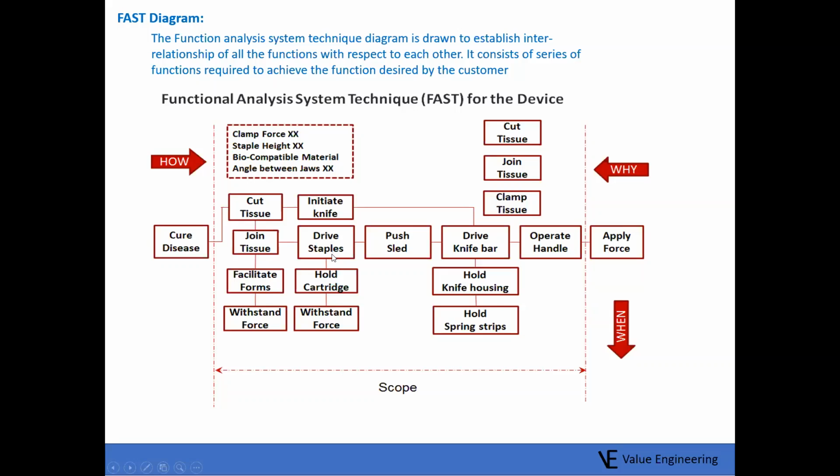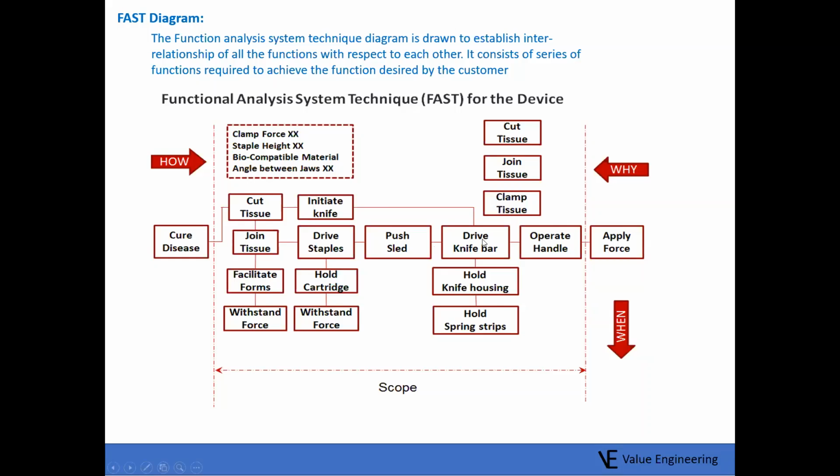We need to ask questions at every stage: how is it joining the tissue? With staples. How are the staples stapling? By pushing the sledge. How is the sledge pushed? By driving the knife bar. Because here these two things are happening at a time. As you see in the video, cutting the tissue and joining the tissue happen at a time, meaning it is cutting the flesh and also stapling the two cut portions with the titanium clips.